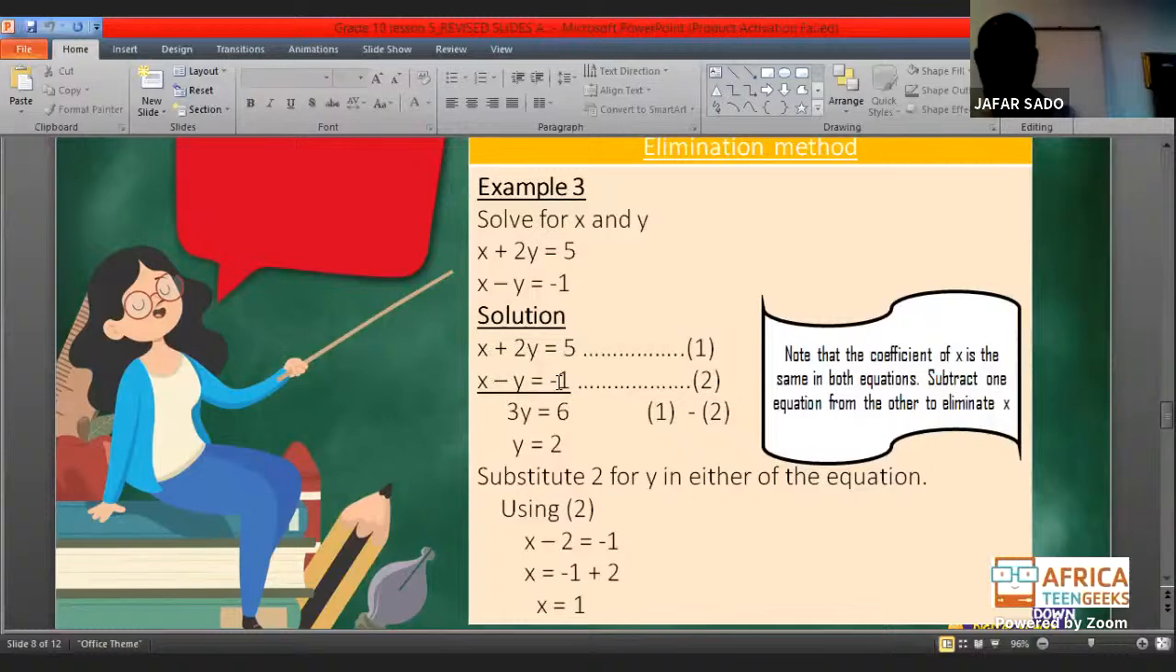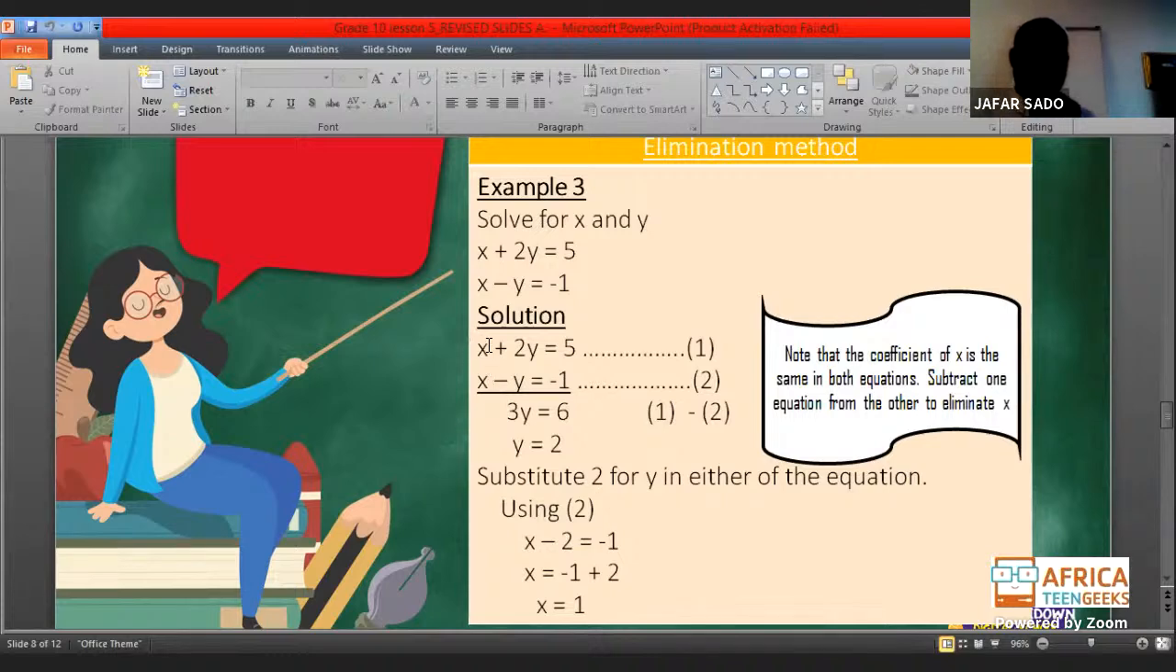We are saying to do elimination method, you need to eliminate either x or y. So in this case now, it's easier to eliminate x because the coefficient of x and x is the same. The coefficient of x is 1, the coefficient of x is also 1. So to eliminate them, you can just subtract. Subtract equation 2 from 1.